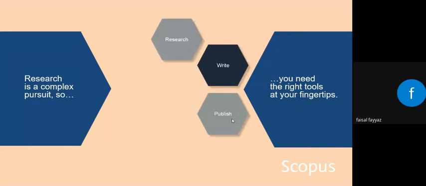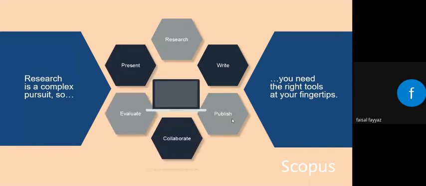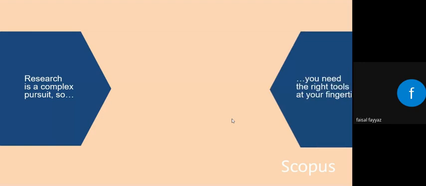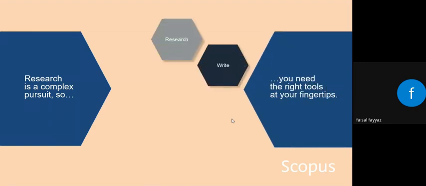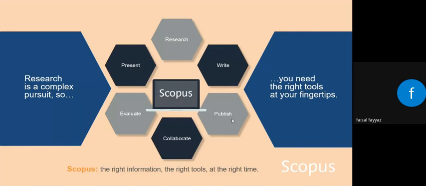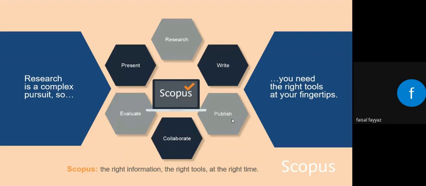Research is a complex pursuit, so you need the right tools at your fingertips. Research, write, publish, collaborate, evaluate, present, and at the end, there is Scopus. Again, I'm showing this slide. Research is a complex pursuit, so you need the right tools at your fingertips. You want to do research, you have to write, publish, collaborate, evaluate, and then present. In this way you can do something on Scopus. So Scopus: the right information, the right tools at the right time.